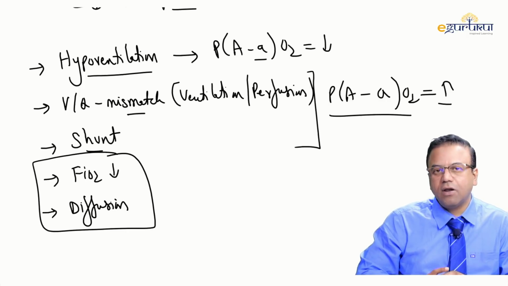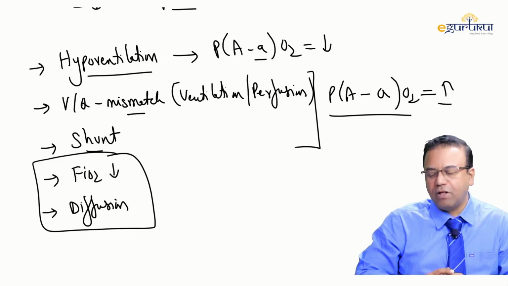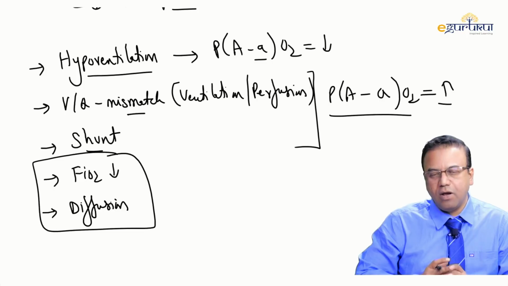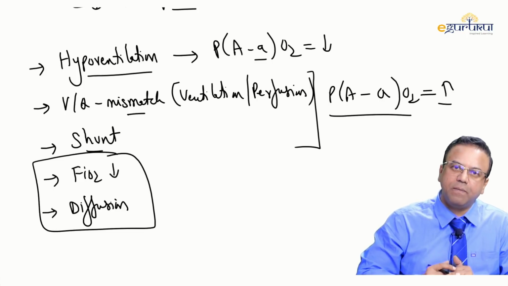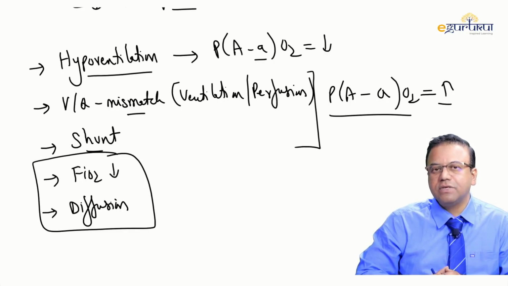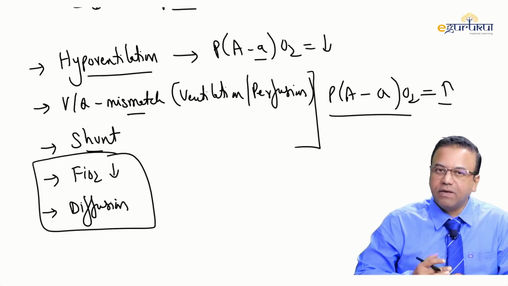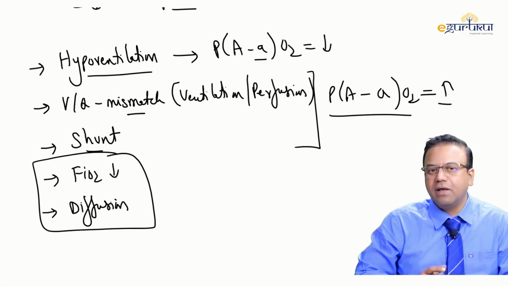But let's say the alveolar arterial oxygen gradient actually is 40. The alveolar oxygen is very high, arterial oxygen is very low. If it's 40, that means we are now expecting one of the two possibilities, either a mismatch problem or a shunt problem. The way to resolve between these two conditions is to give 100% oxygen and see. If you find arterial oxygen is improving on giving 100% oxygen, then this is clearly a VQ mismatch.